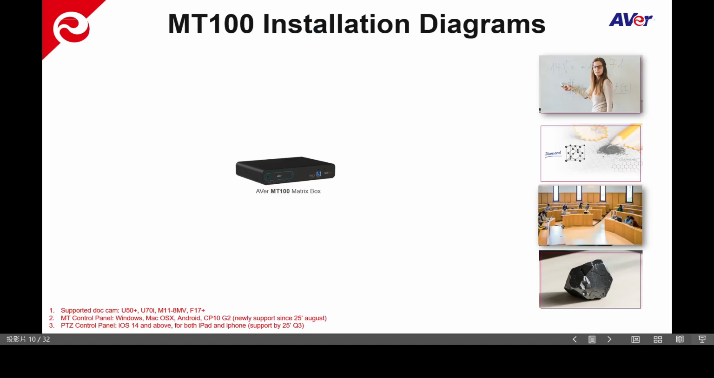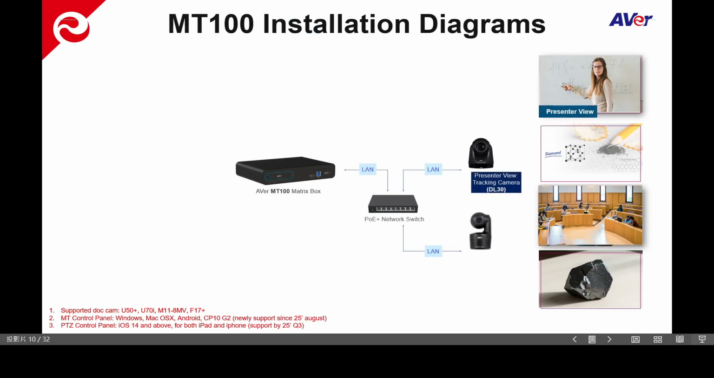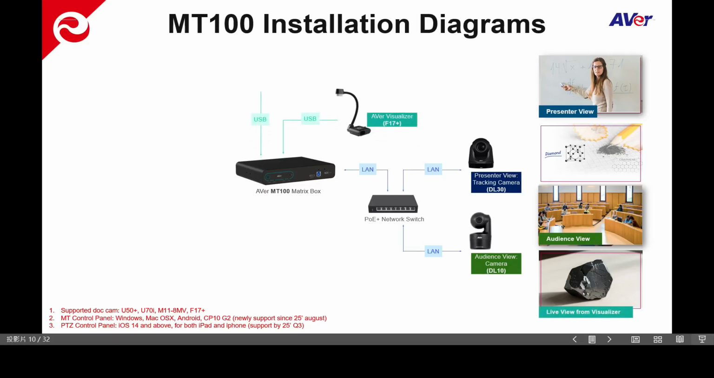The MT100 matrix box connects to a PoE+ network switch via LAN and integrates with other IP cameras, such as the DL30 and DL10. The DL30 is used as the presenter view tracking camera, while the DL10 serves as the audience view camera. On the rear panel of the MT100, the USB ports can be used to connect an AVer visualizer and a 19-key USB keyboard, allowing users to assign shortcut keys for quick profile switching.